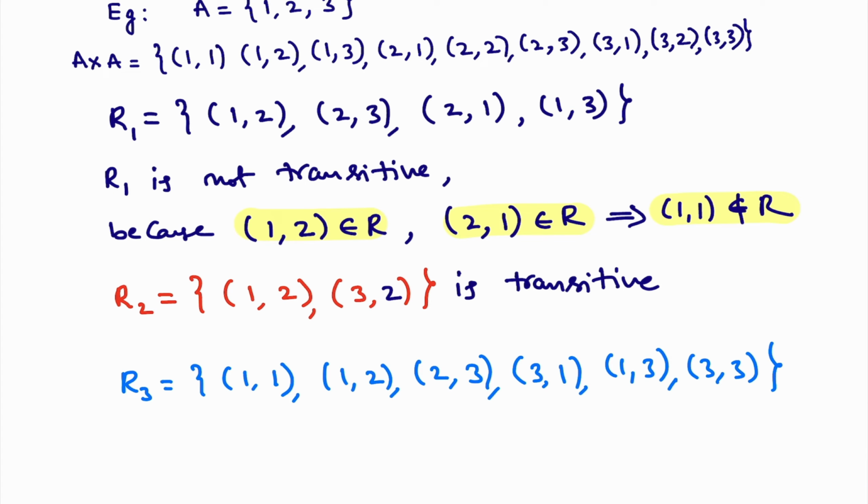You observe I have taken one relation on set A. When we say this is a relation on set A, you observe whether R3 is a subset of A cross A or not. (1, 1), yes, (1, 1) is there. (1, 2), yes, it is there. (2, 3), yes, it is there.